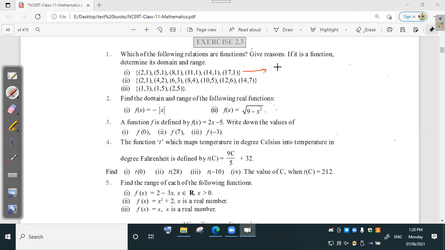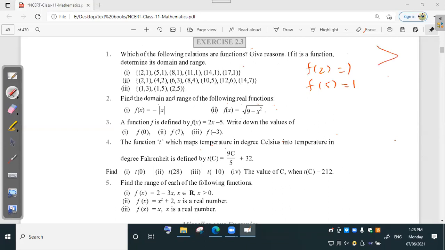That's it. For this one, you can write the domain will be the set which has the first elements, because it is a function. Which of the following relations are functions? Yes, sorry, first we have to check whether it is a function or not. If it is a function, find its domain and range. So see, for 2, the image of 2 is 1 and the image of 5 is also 1. So the image of 2 is unique, 5 is also unique. Okay, they both have a unique image.